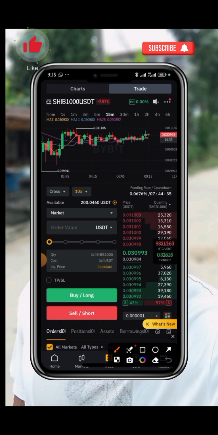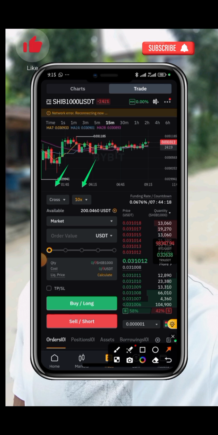Now let's continue. We have talked about cross and isolated, right? That's for margin trading. And we've talked about leverage. This is where you adjust your leverage. It can be 10x. And I told you guys before that it is not every trade that you enter with 10x. It is not every trade that you enter with 50x. It's not every trade that you enter with 100x.